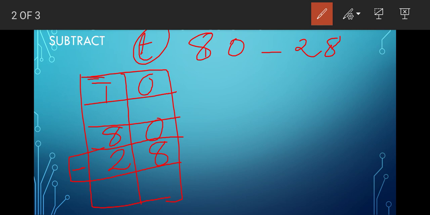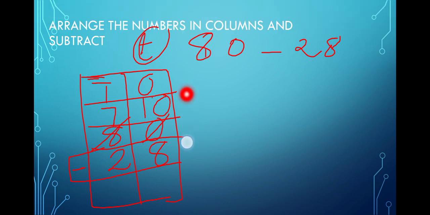So now what we are going to do? We are going to subtract. First we will regroup the numbers. So when we regroup, 8 will become 7 and 0 will become how much? Yes, 0 will become 10. Now 10 minus 8 you have to do, and here you have to do 7 minus 2. Alright, now 10 minus 8 is how much?